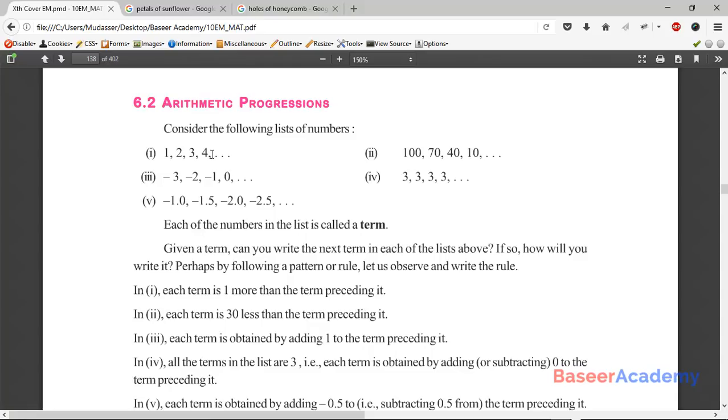Such a list of numbers is known as arithmetic progression, and every element in this list is known as a term. For example, let us look at the second list. The first term is 100, the second term is 70, the third term is 40, the fourth term is 10. So every element in the list is known as a term.